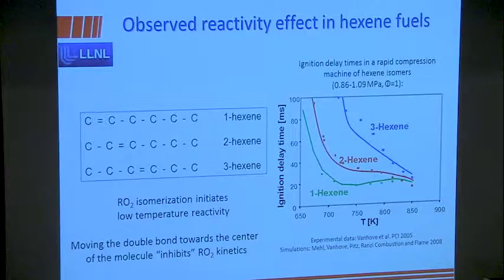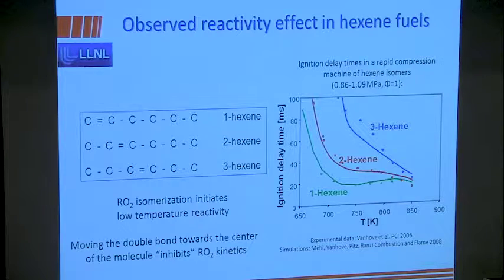Looking at the ignition, here we have plotted ignition delay time versus temperature for 3 hexene isomers. So we have 1, 2, 3 hexene. And you can see that the position of the double bond in the molecule makes a big difference to reactivity.